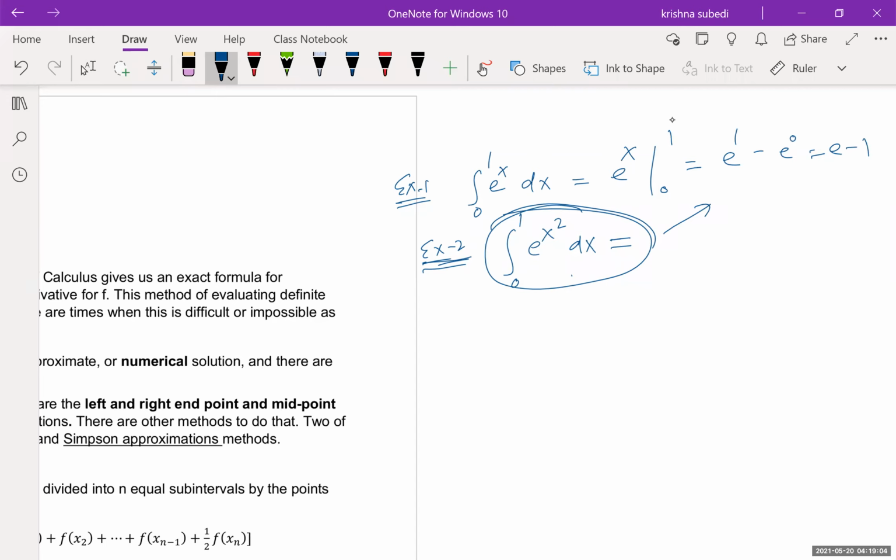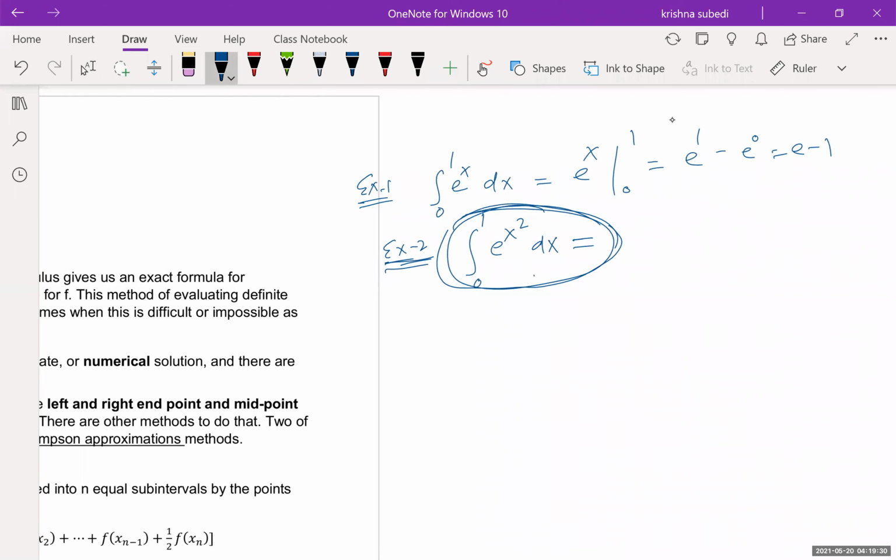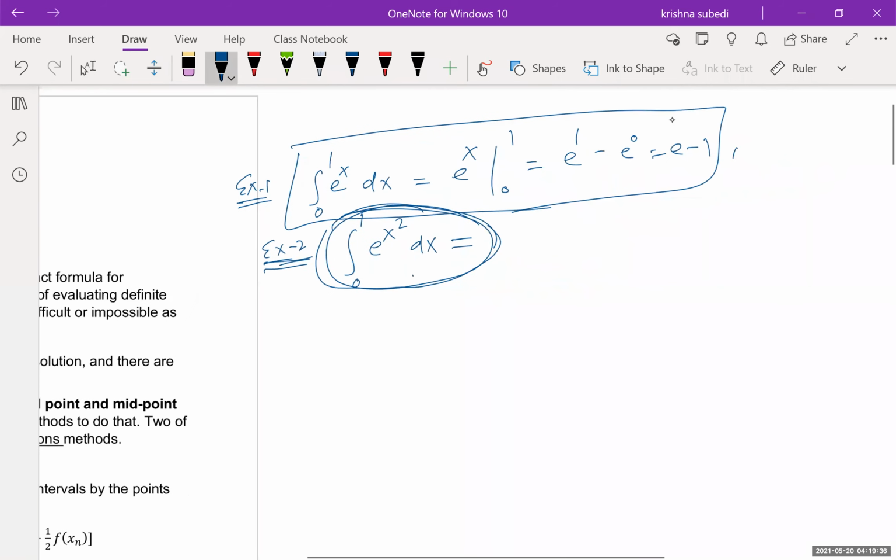If you know the exact value of this, then let me know. We can find the approximate value, but the exact value, I don't know. And there is no such rule where you can apply and find the integration just like that. Okay, so in this case, even though we are not able to find the exact value, the method that we did here in example 1 is called the analytical method. Analytical method of finding the integration. It gives us the exact answer, exact value.